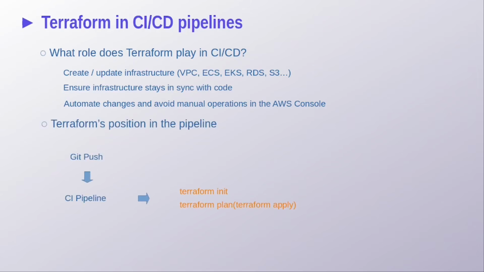Terraform's position in the pipeline. Now let's talk about where Terraform runs. A very simple pipeline looks like this. Terraform usually runs in a separate infrastructure stage. It is not mixed with the build stage, test stage, or application deployment stage. Why is this separation important? Because infrastructure changes are risky, sometimes destructive, and much harder to roll back.